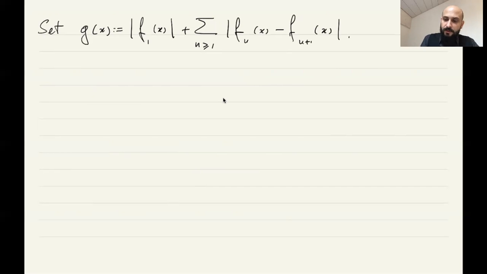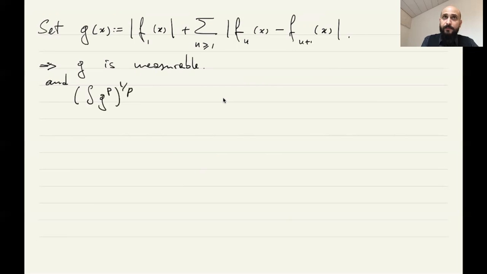So this is a definition. Let's consider this function. Okay. So first of all, this function here is measurable, we define it in terms of f. And what is the p norm of this function? If I take the integral of g to the p, to the 1 over p, then okay, this is, let me think a second.